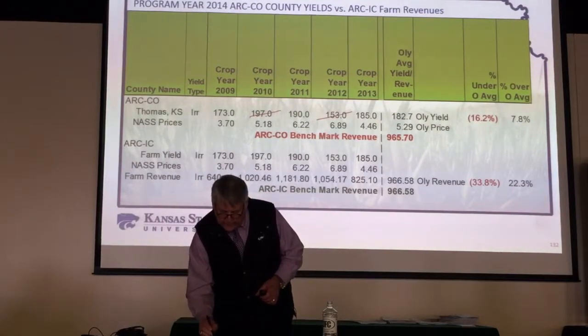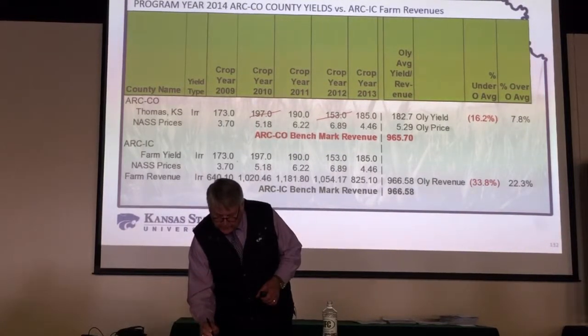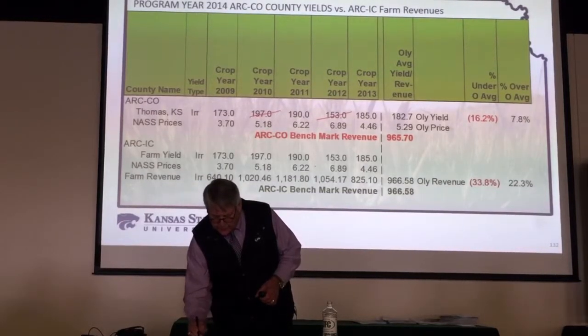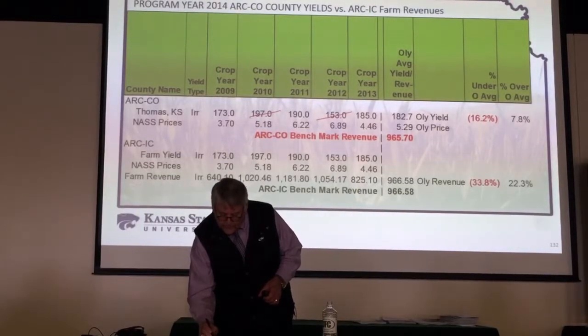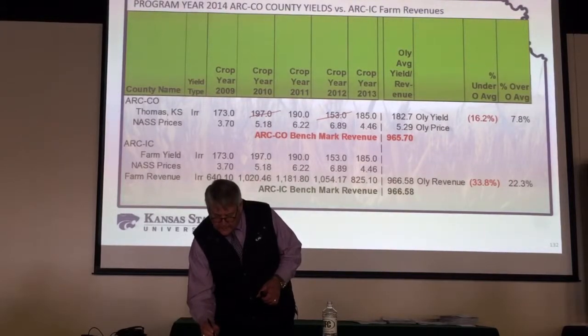Down here, under the individual, it's revenue guarantee rather than Olympic average price times each other. So in this case, you have to calculate the revenue for each year, and I'm saying this farmer's yield were the same as the county. In other words, he's the average farmer, which doesn't exist. But I take the 173 times the 370 reference price, I get 6410 in the first year, for example, and I do that for each year.